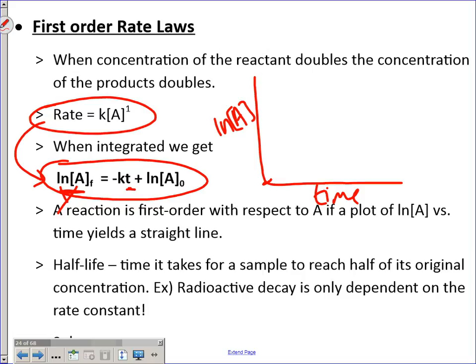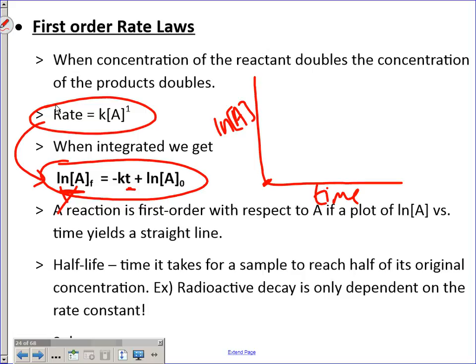ln of a, right down here. And I'm going to be really specific. This is ln of a initial. And I'm putting it here. It could be anywhere on the y-axis. It doesn't tell you it's at 0. I didn't mean to mislead you. It's whatever the ln of a initial is, the initial concentration.